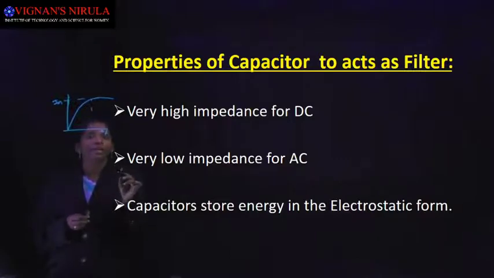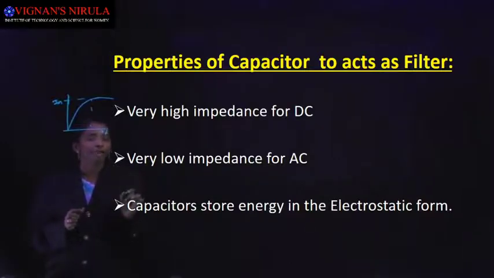That means it allows AC components. The AC component has high frequency, am I correct? Yes, and the DC component has low frequency. So for the AC component the capacitor offers low impedance. Low impedance means that for the AC component it acts as a short circuit.